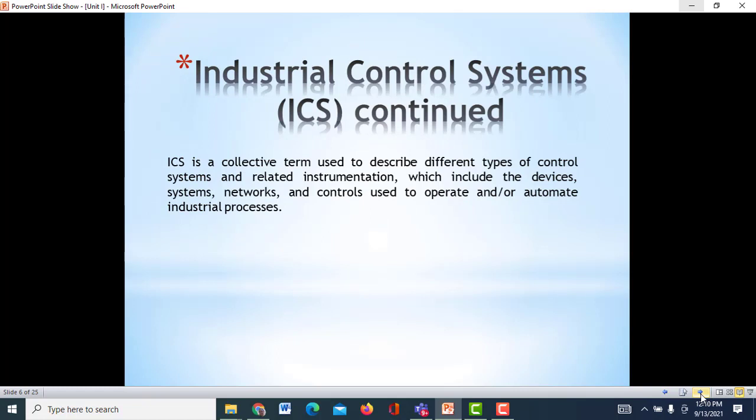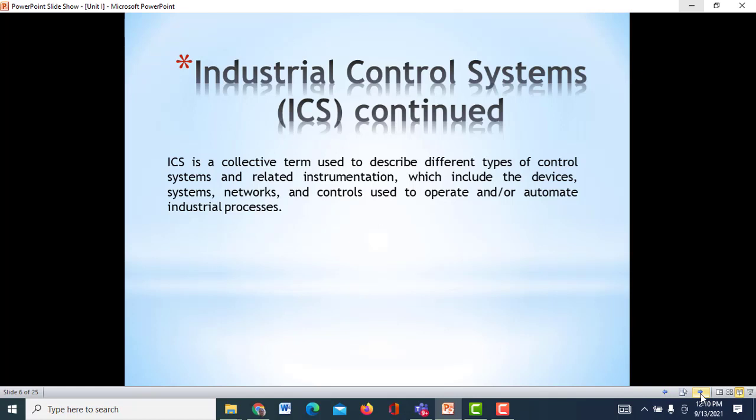Before that, for doing this automation, we need certain control systems in the industry. That is said to be industrial control systems, otherwise ICS. Okay, it is a collective term that is used to describe different types of control systems and the related instrumentation. Related instrumentation in the sense, if it's a PLC based machine. What is a PLC based machine? PLC, programmable logic controller. This programmable logic controller is for a particular machine, only one machine. One machine you need to feed the data.